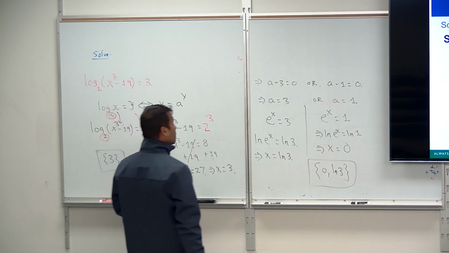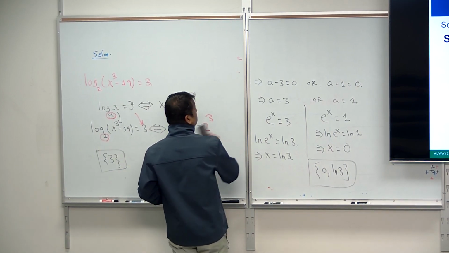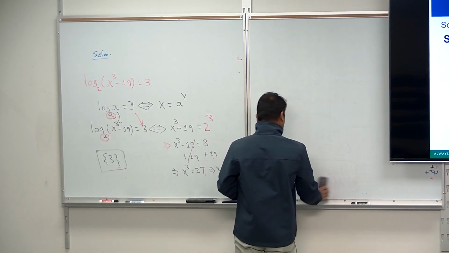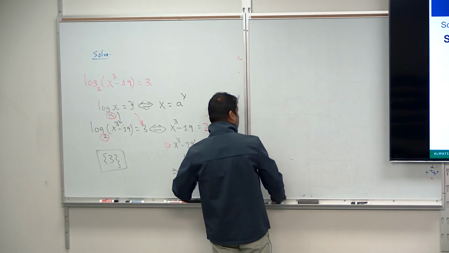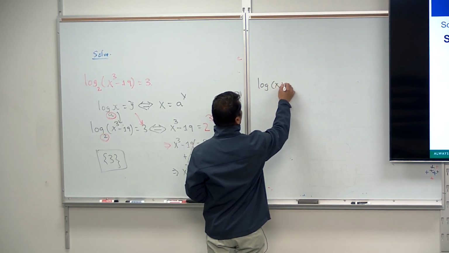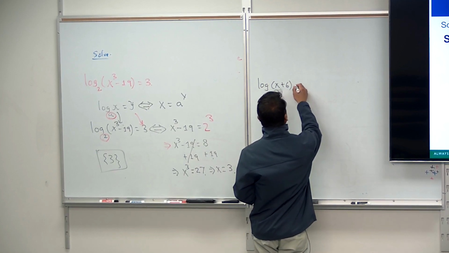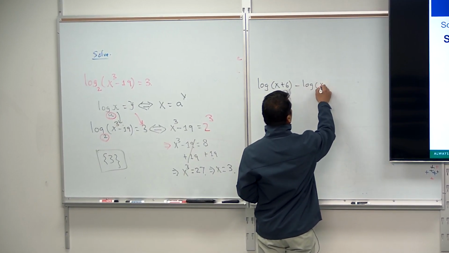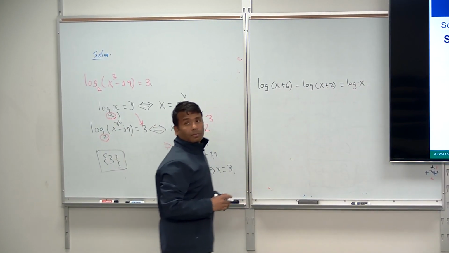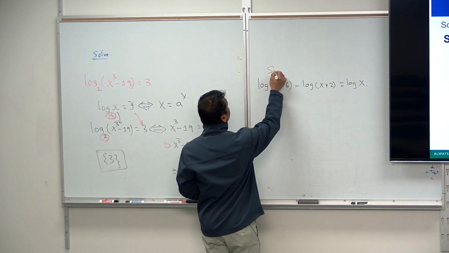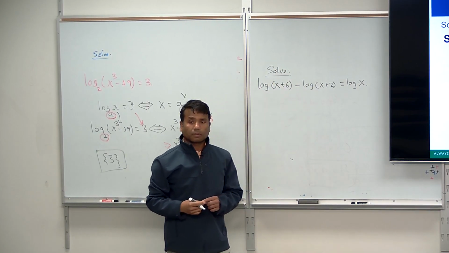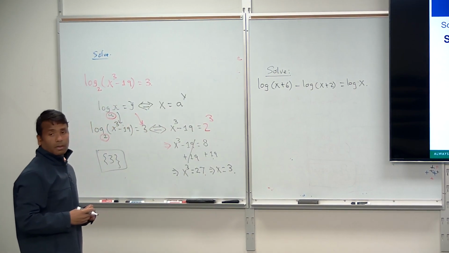And for this type of equation, you have a logarithm of x plus 6 minus log x plus 2 equals log x. So you have to solve this. How do you solve this?